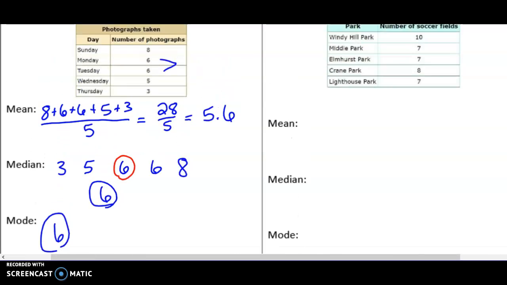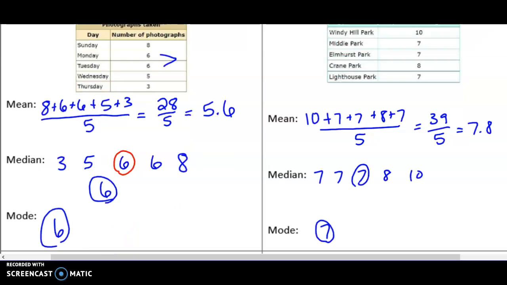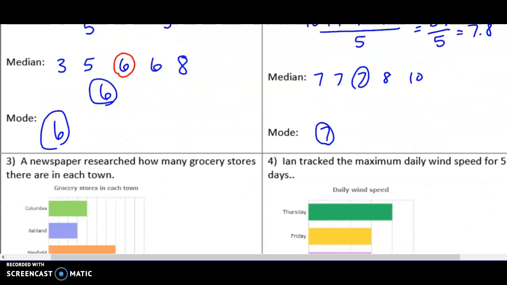All right, why don't you try number 2? Pause this video, and then I'll put the answers up here for you to check. All right, so the mean was 7.8, the median was 7, and the mode was 7. Let's go to the next set of data.